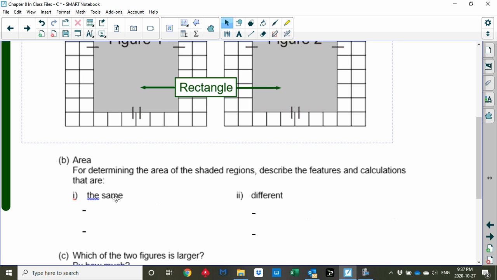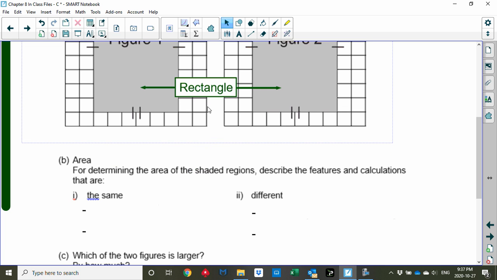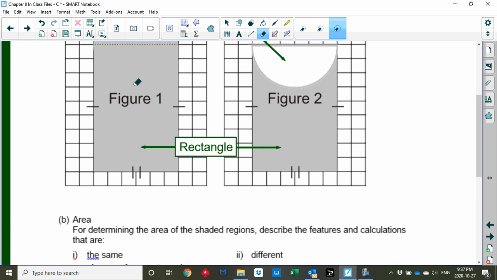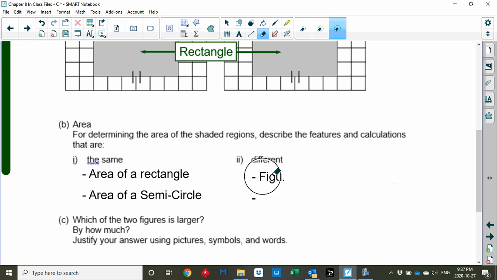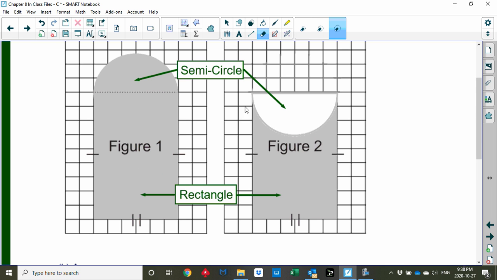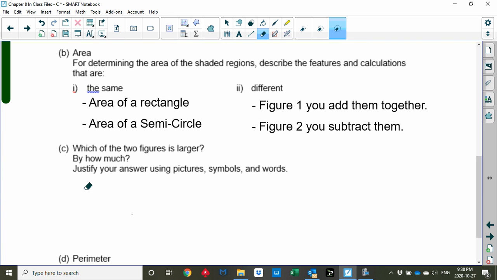So the question just said, what's the same for determining the area of each of these? Well, for each of them, you've got to get the area of the rectangle and you've got to get the area of the semicircle. That's basically what you've got to do. Find the area of the semicircle, find the area of this rectangle. Find the area of this rectangle and find the area of the semicircle. But what's different is in figure 1, you add them together, whereas in figure 2, you subtract the semicircle from the rectangle. Which of the 2 figures is larger?